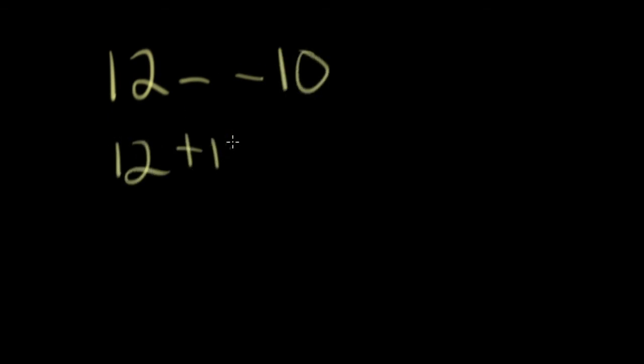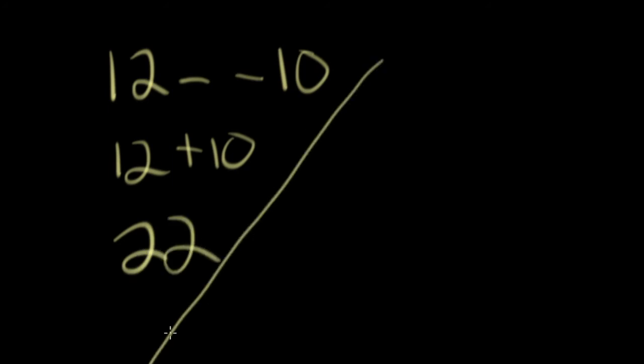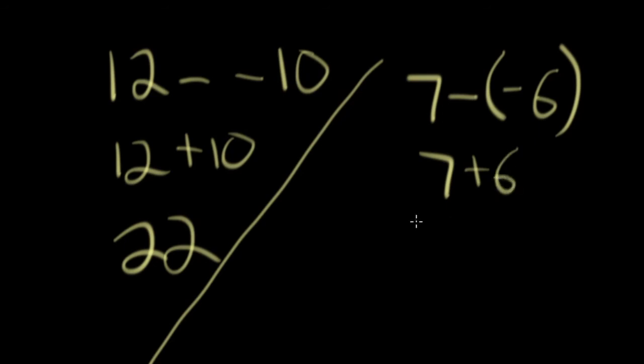Well, let's take a look at another example because we like examples. So if you had 12 minus, I don't know, 10. 12 minus 10. This becomes 12 plus 10, which is just going to be 22. Pretty cool. Not too bad. Remember, it's the same thing if you had, say, 7 minus bracket minus 6. Becomes 7 plus 6. Even those brackets don't really do anything. Becomes 13. Woo! Just like that.